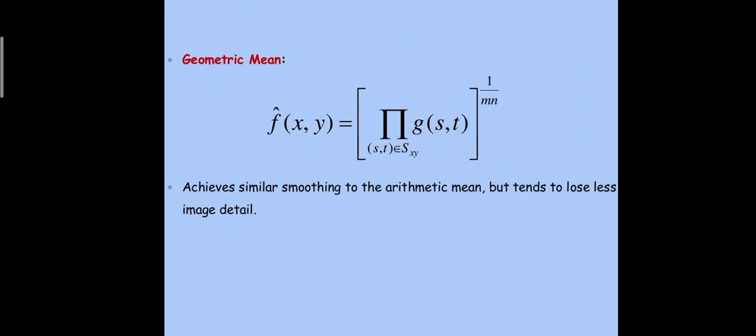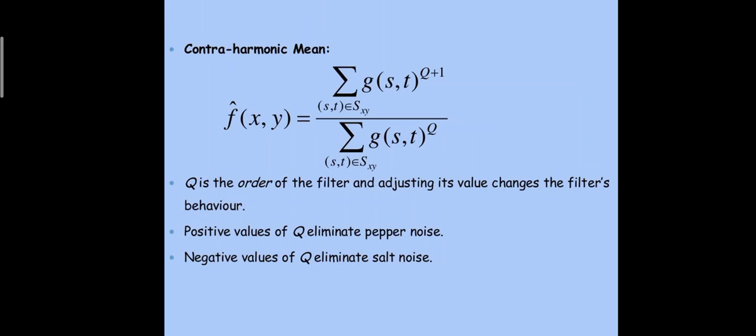Here is the geometric filter. The formula for the geometric filter achieves similar smoothing to the arithmetic mean but tends to lose less image detail. So understand that the geometric mean filter is not sufficient. What we can say is that it does not give a much better image than the arithmetic mean, but it gives a similar one. Also it loses some content in the image.